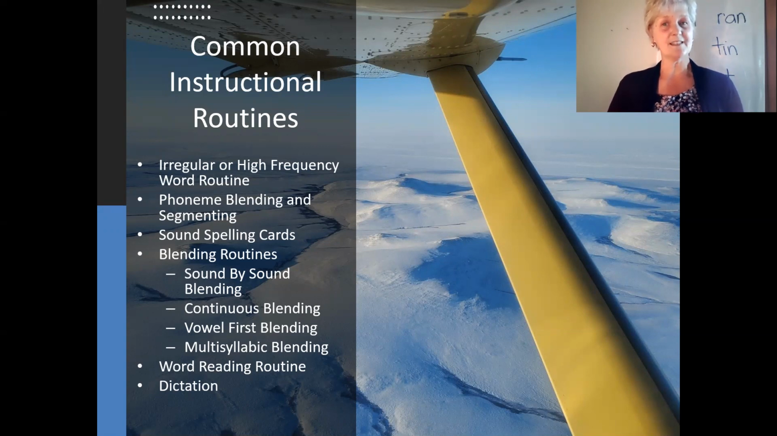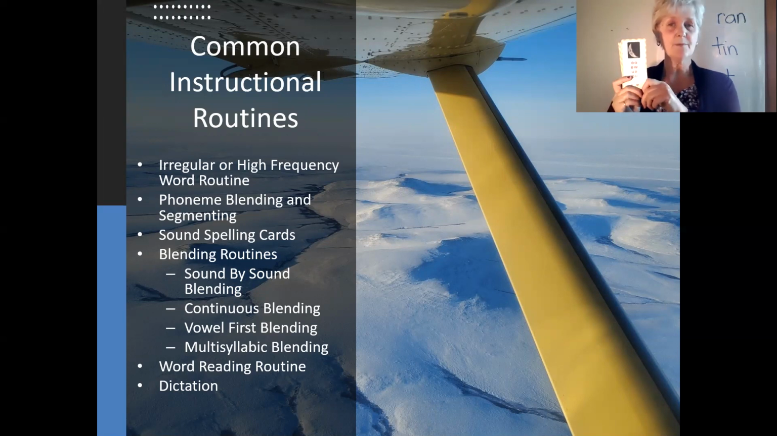There are 44 sounds in our English language. This is the big part. There are 250 graphemes or spelling patterns that represent those 44 sounds. That's what makes decoding so difficult for some students, that there are 250 representations of those 44 sounds. So that's pretty important.